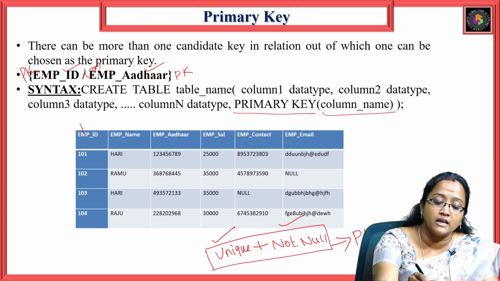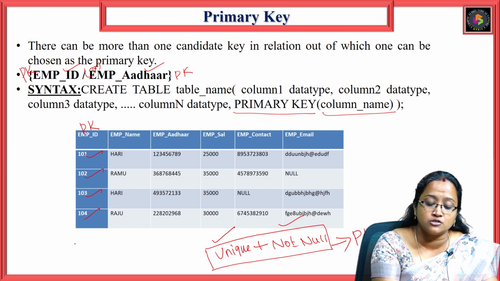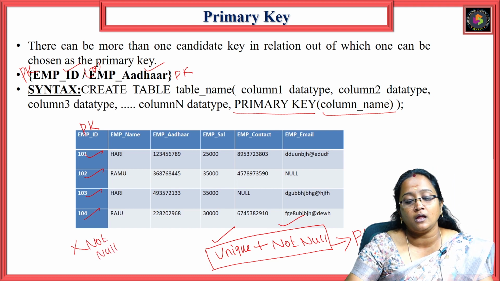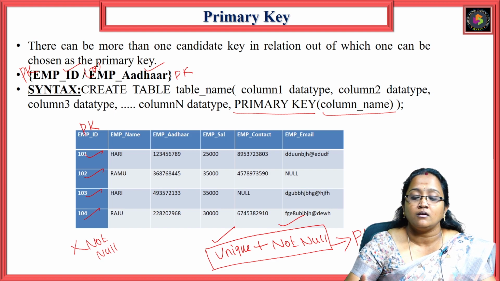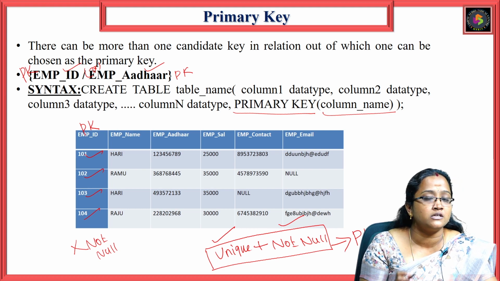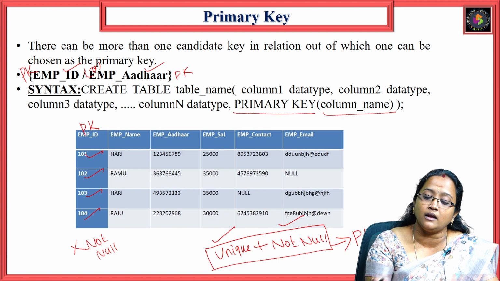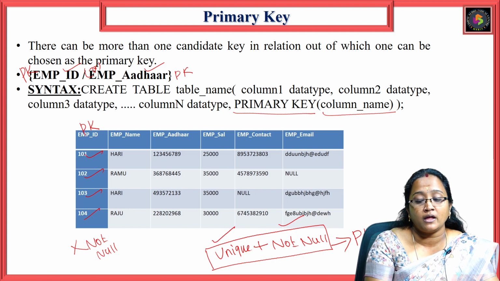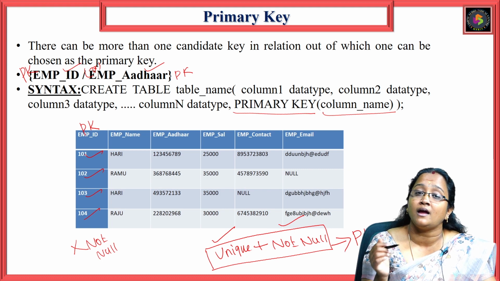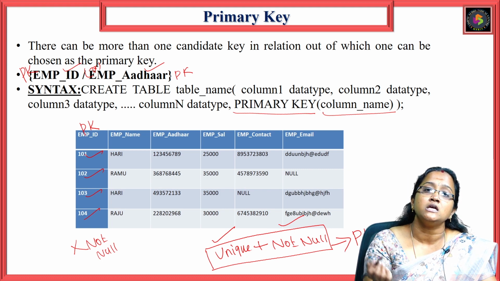Take employee ID as a primary key. It's unique to all the employees, and it will not accept null values. Same here, employee Aadhaar also you can take as a primary key. We can take the Aadhaar number as the primary key also, since it is not repeated for anyone. It is unique plus not null. So among both, we can take any one as the primary key. That can be derived from the candidate key, and the candidate key should be referred from the super key.